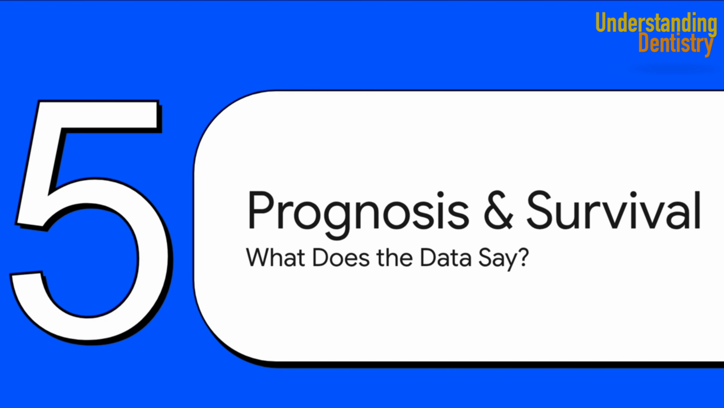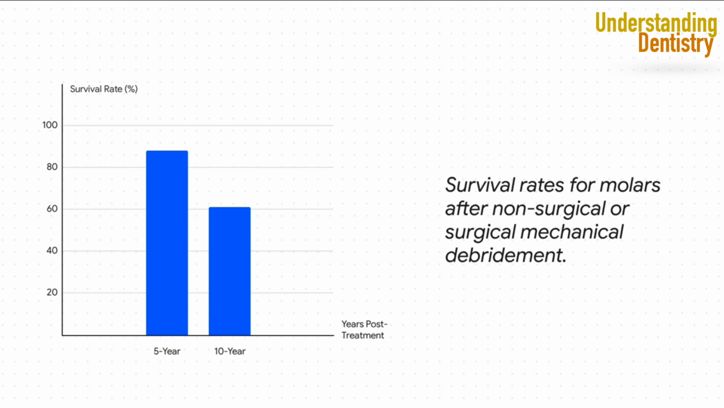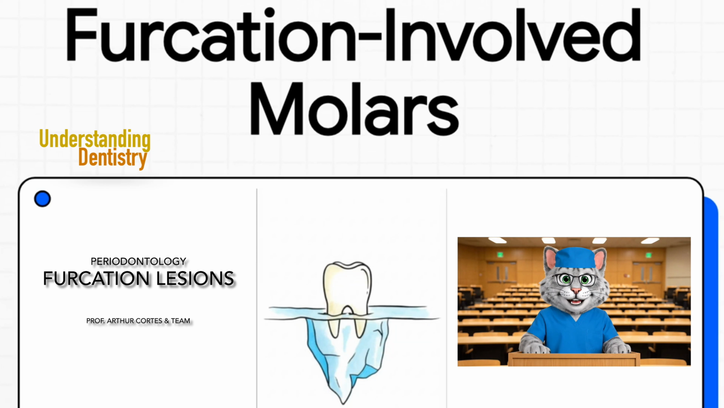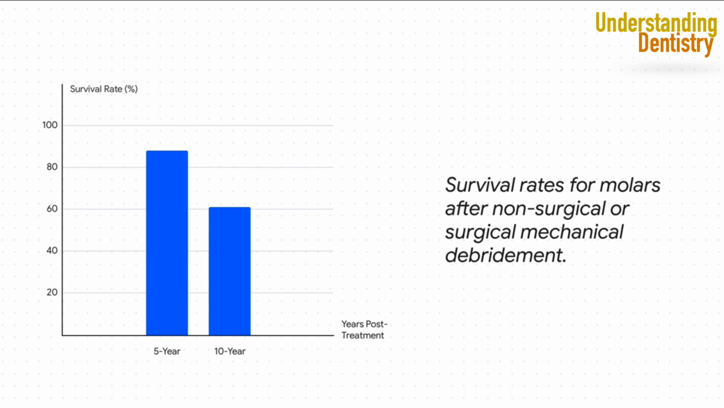All right, so now we get to the bottom line. The question every single patient asks us, Doc, how long is this tooth going to last? Let's see what the long-term survival data actually says. This chart, wow, it tells a really powerful story. Look at the 5-year survival rate, a respectable 88.3%. Not bad at all. But then look at the 10-year mark, and it drops all the way down to 61.3%. So what does this tell us? Getting that initial stability is one thing, but keeping it there for the long haul, that's the real fight.